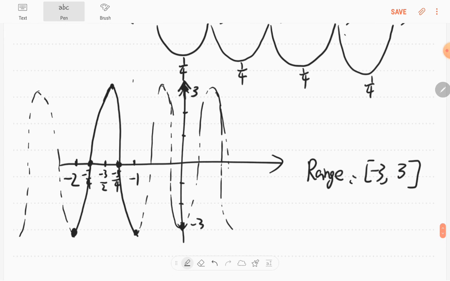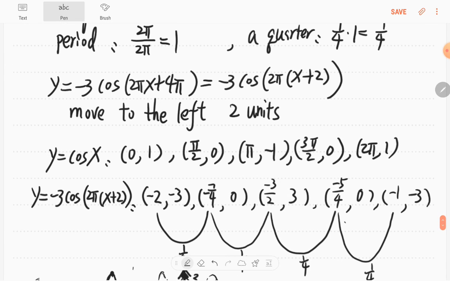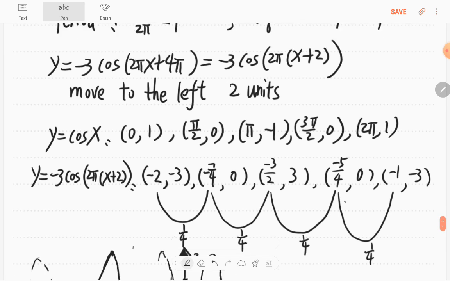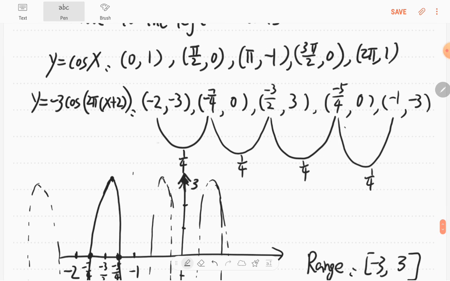So for this one, we can still use the technique: we know the cosine function, then we change the period and the amplitude, then move to the left by 2 units. But if you list the quarter points, it would be very clear for you, right?